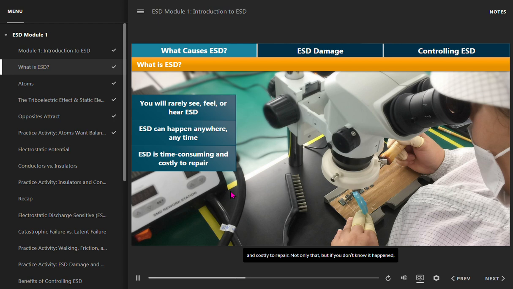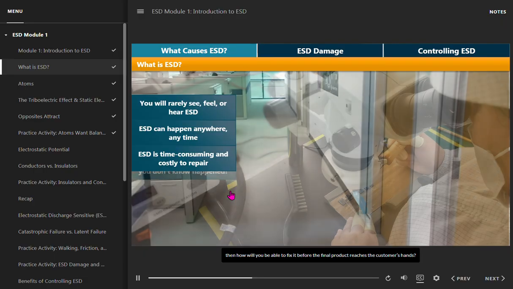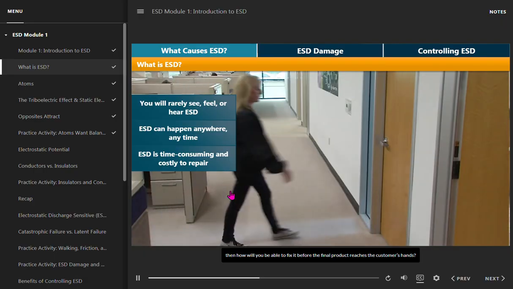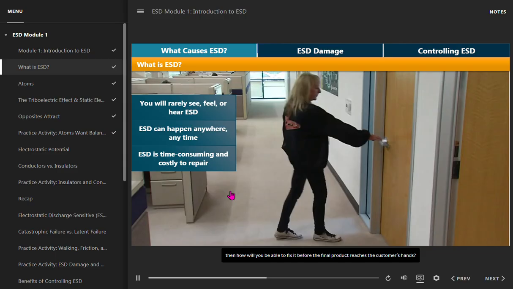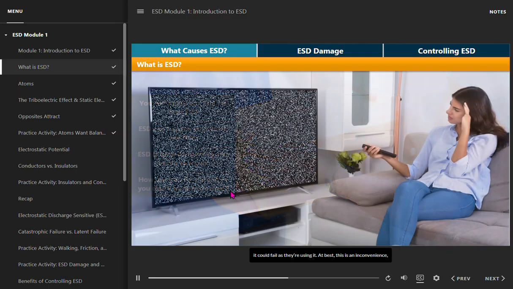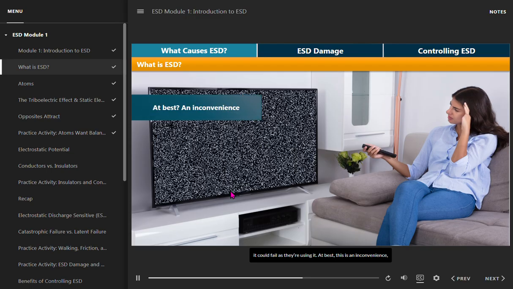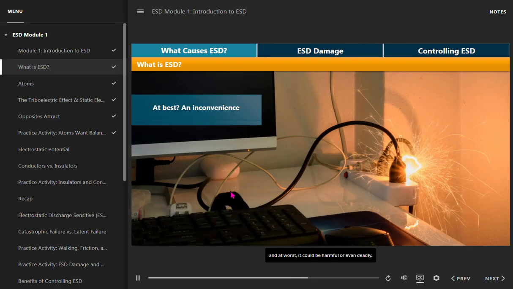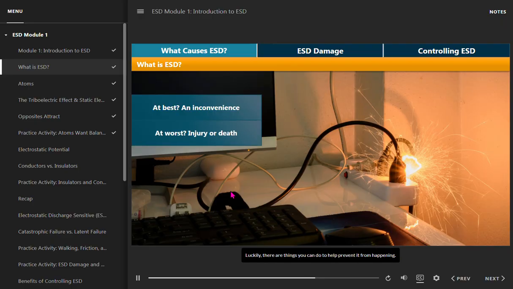Not only that, but if you don't know it happened, then how will you be able to fix it before the final product reaches the customer's hands? If a customer receives a product that's been unknowingly damaged by ESD, it could fail as they're using it. At best, this is an inconvenience, and at worst, it could be harmful or even deadly.